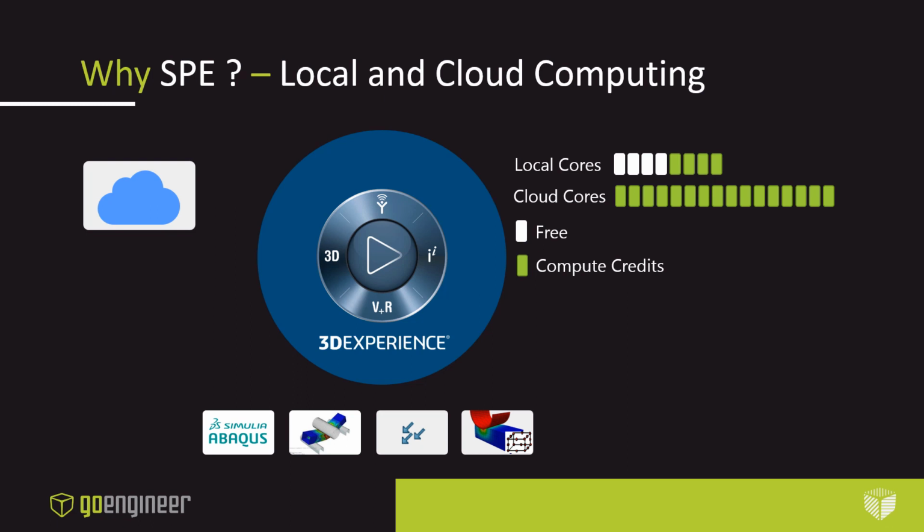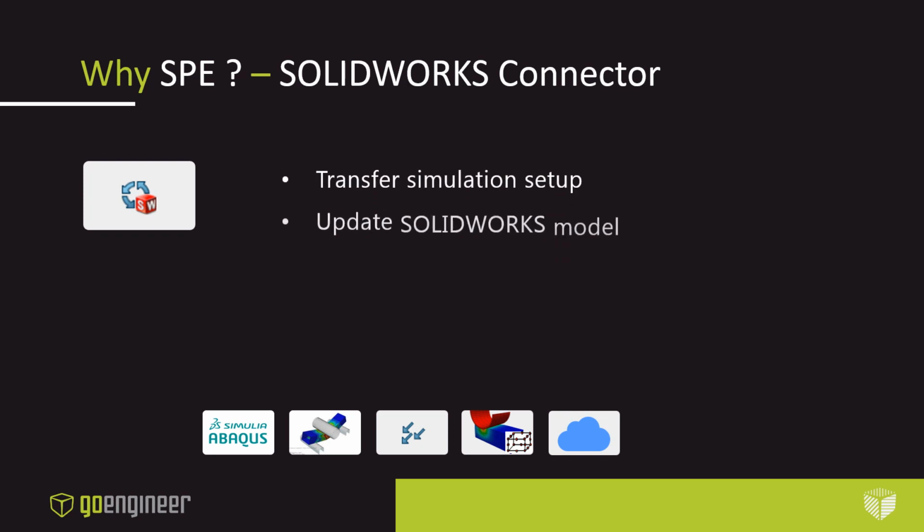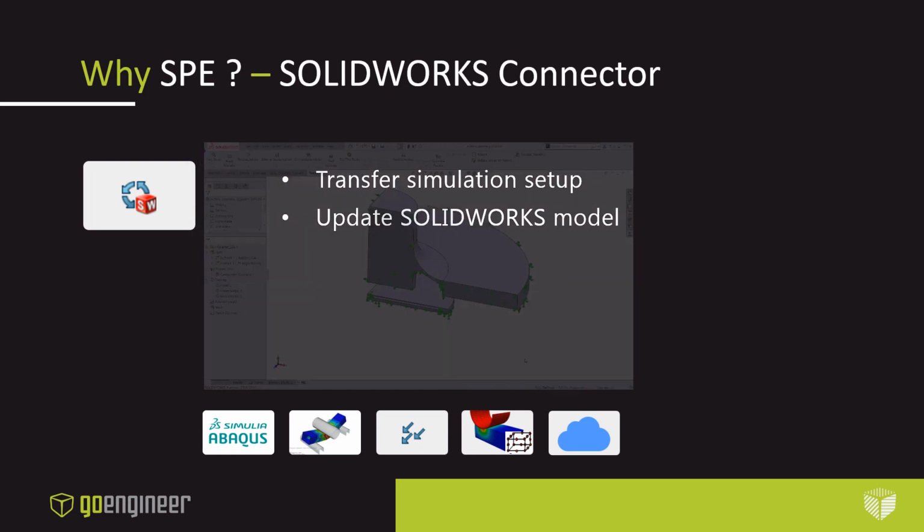This enables organizations to share analysis results, collaborate, and exchange ideas with the various apps on the 3D Experience platform using web browser-enabled devices. Finally, the key differentiator for this tool is the integration with SOLIDWORKS. The SOLIDWORKS Connector enables users to transfer their simulation setup from SOLIDWORKS Simulation to SPE. Any changes to the model geometry can also be updated through the connector.